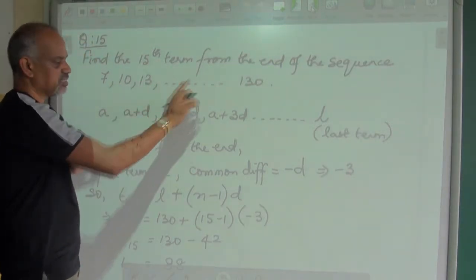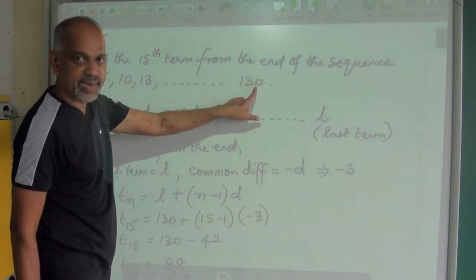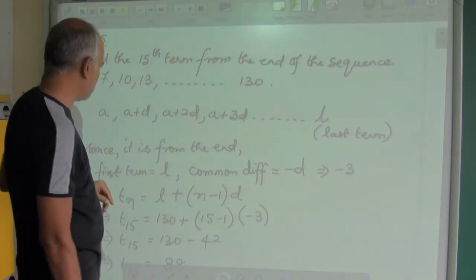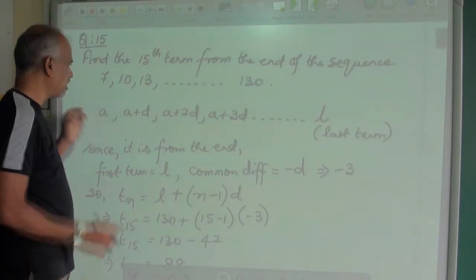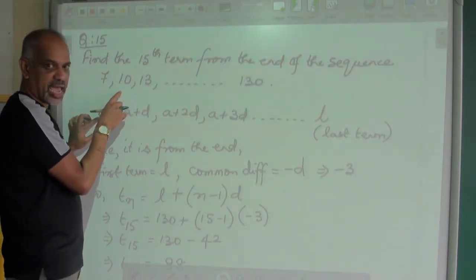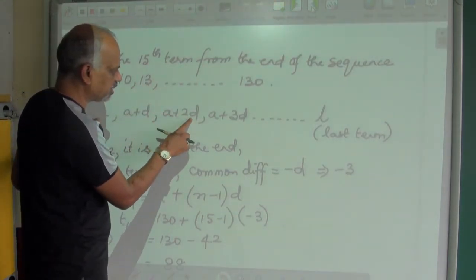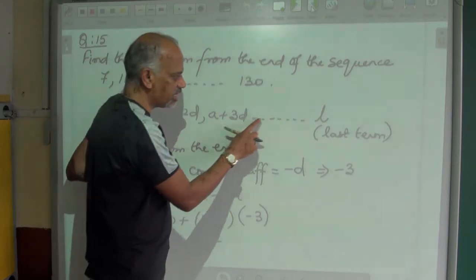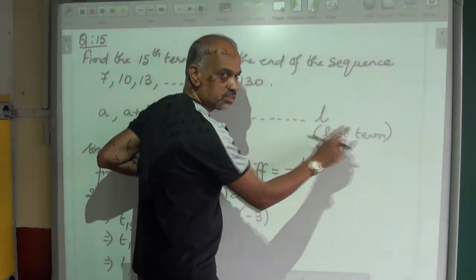So this is the sequence that is given, 7, 10, 13 and so on. The last one is 130. This is how generally all these terms are written. First term is A, then add d more, A plus d becomes the second term. Third term is A plus 2d. Fourth term will be A plus 3d and so on. And I've considered this is the last term L, last term.